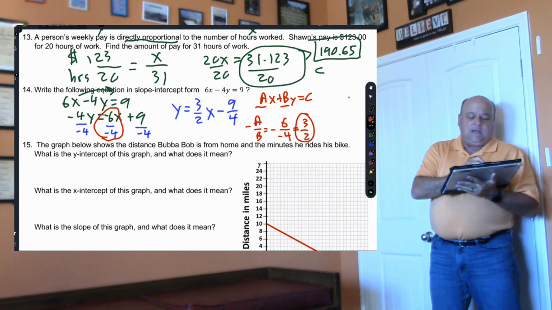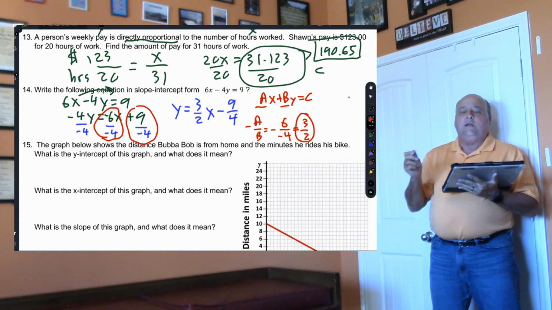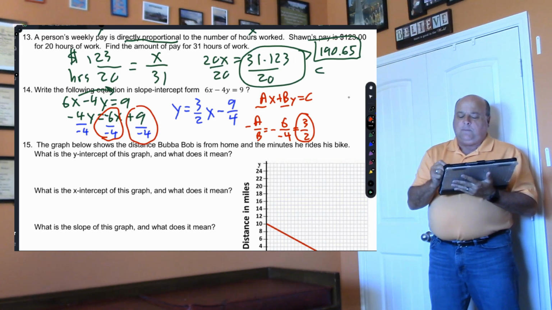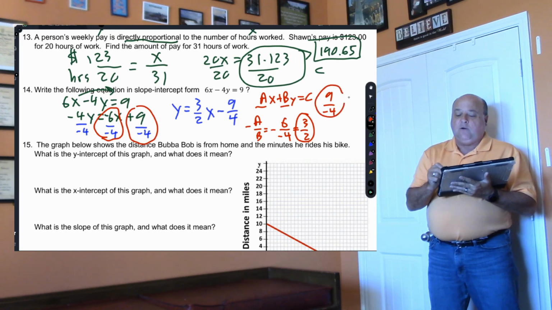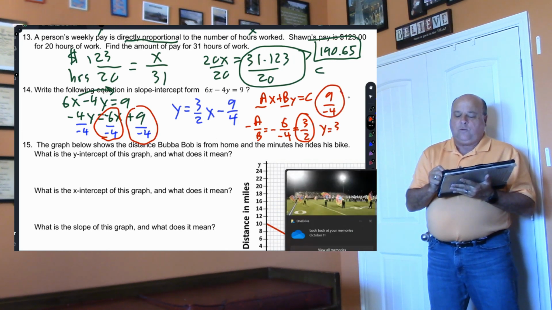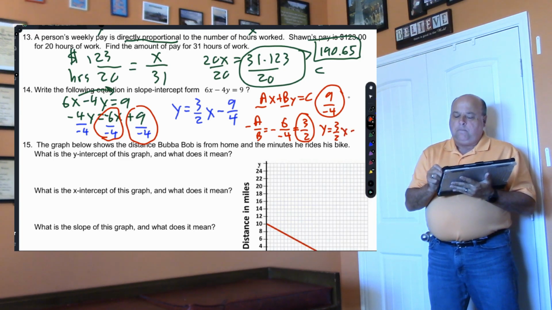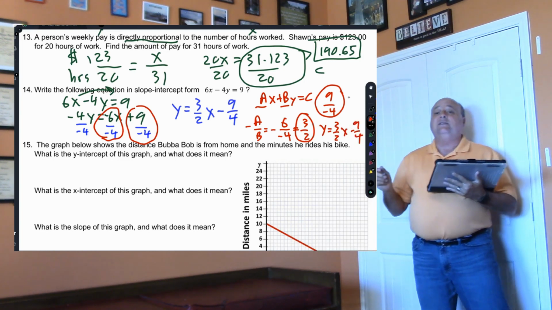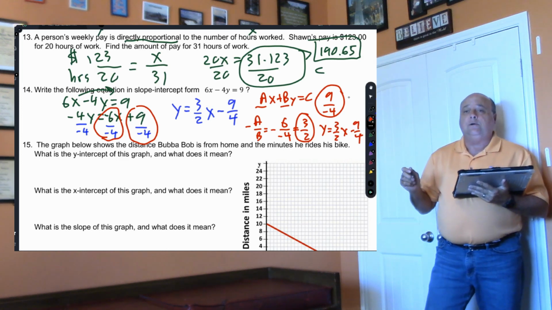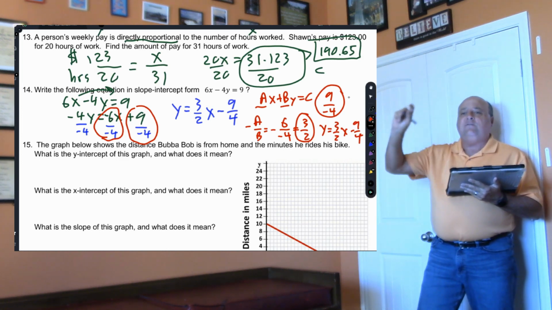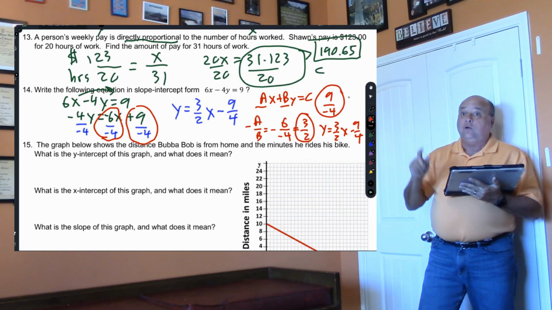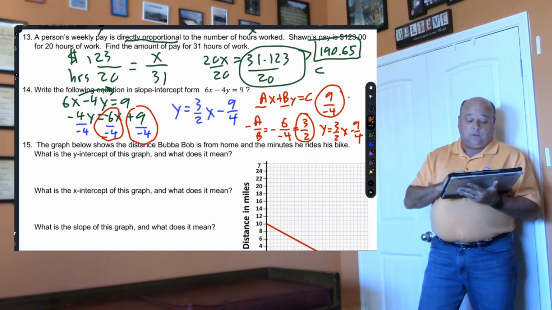The y-intercept, notice I divided 9 and negative 4, didn't I? The y-intercept is going to be 9 divided by negative 4, which stays 9 over negative 4. So we would get y equals 3 over 2x minus 9 over 4. You would get the same answer doing the same thing, okay? So if you can't move it over and divide, do those shortcuts. You've got to have them memorized, though.